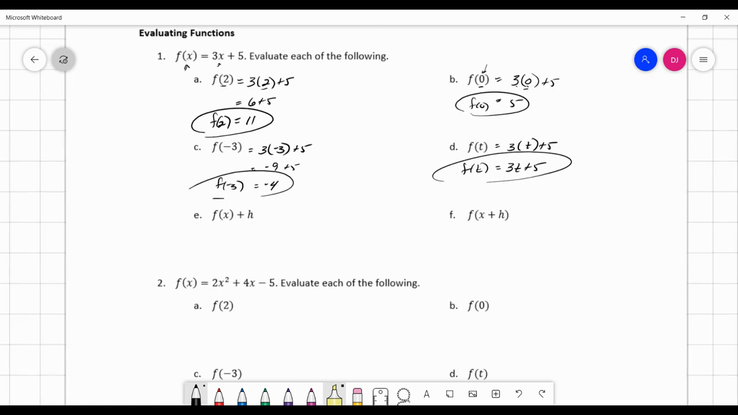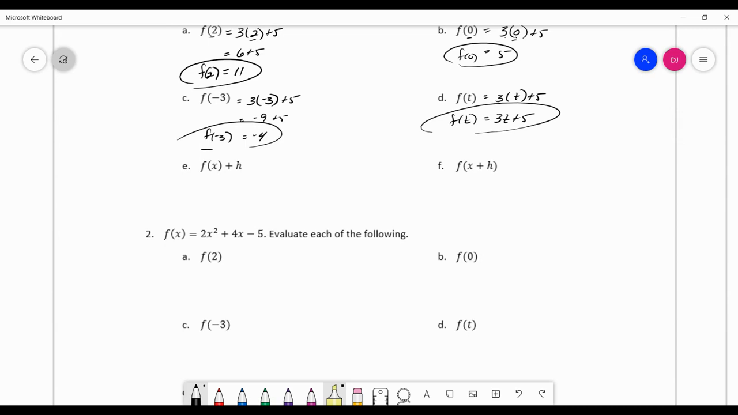Part E and part F are a little bit different. I have f of x, which was my 3x plus 5, and I'm just going to add h to it. So I have 3x plus 5 plus h. F of x plus h is a little bit different. Notice that instead of the x here, we have x plus h. So instead of x, we replace the x with x plus h.